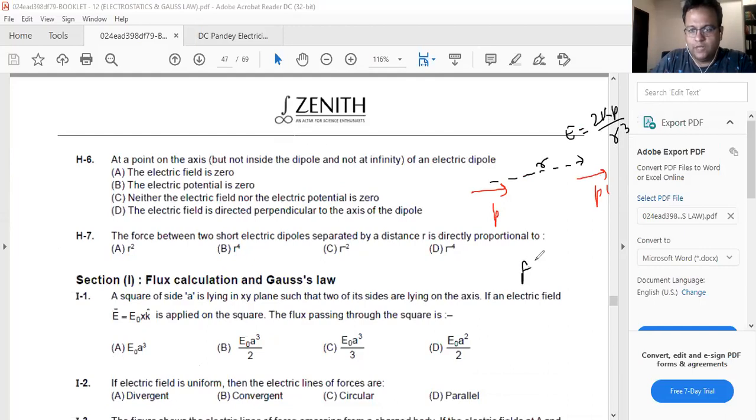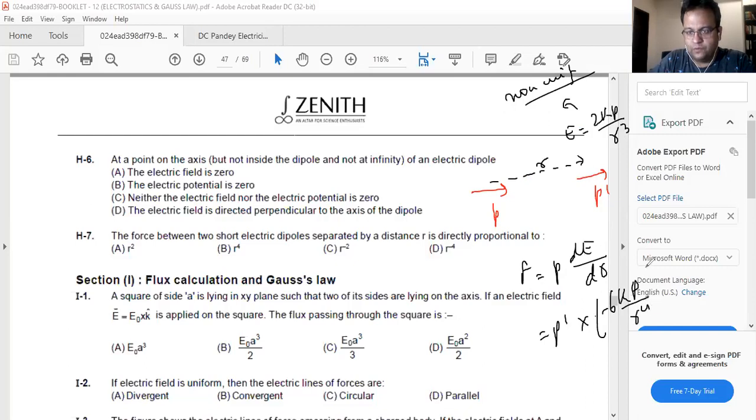So force on a dipole in a non-uniform electric field. Okay, it is not a uniform electric field. So for non-uniform, what is the formula? P dE by dr. So here what is the dipole moment? P dash, and the electric field is 2kp by r cube. So if we differentiate this, we get -6kp by r^4. So it is inversely proportional to r to the power 4. Please remember this. Okay.